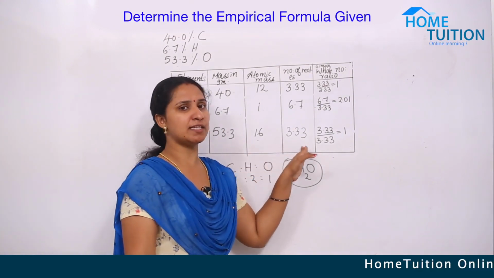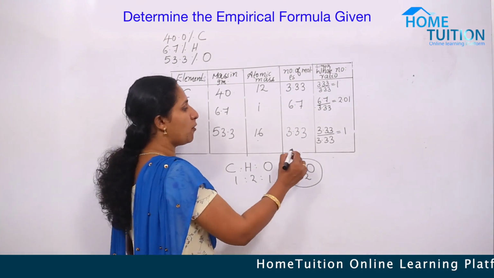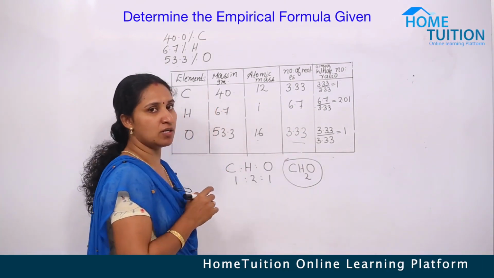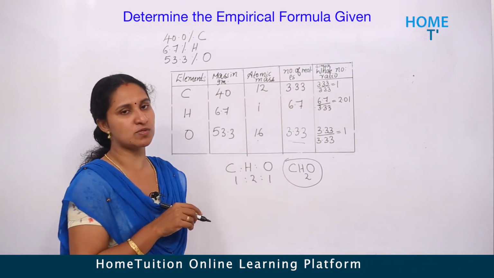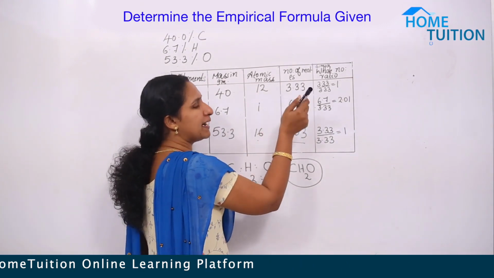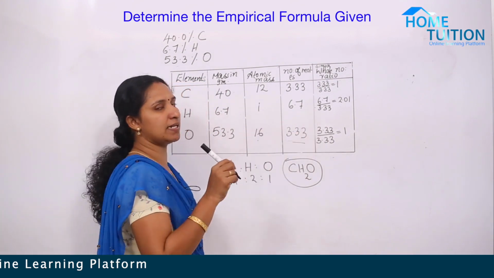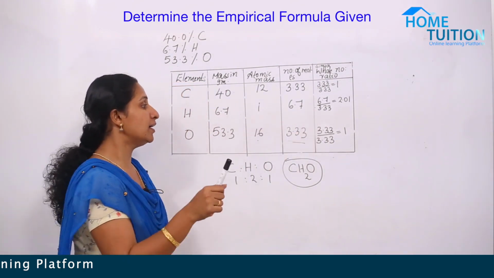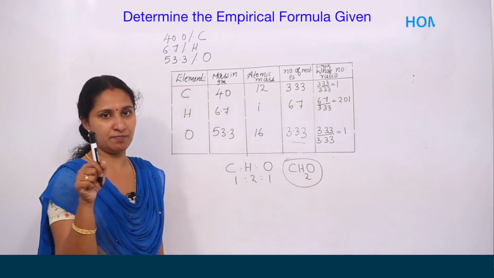Again 3.33. Which one is the smallest digit out of these? Yes, 3.33 is the smallest. So divide all the numbers of moles by 3.33. The first one, 3.33 by 3.33, is 1. 6.7 by 3.33 is 2.01. Then again 3.33 by 3.33 is 1.